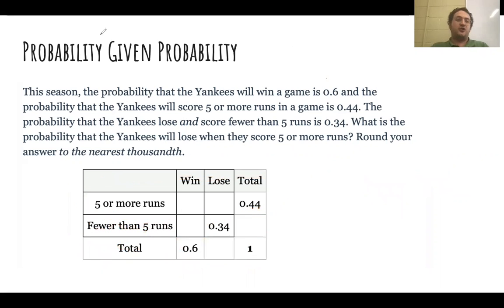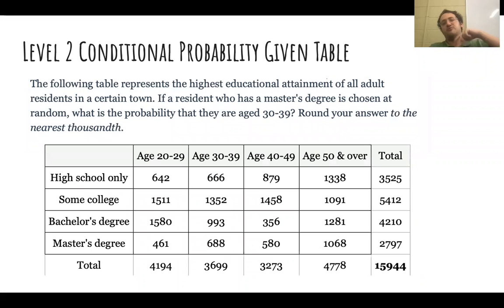Let's look at a more difficult two-way table. It's actually not difficult in terms of math. It's just more in the table. So this is the highest educational attainment of all adult residents in a certain town. If a resident who has a master's degree is chosen at random, what is the probability that they are aged 30 to 39? So I'm going to just focus on the 30 to 39 section of the table. And it says, if a resident who has a master's degree is chosen at random, what is the probability that they are aged 30 to 39?